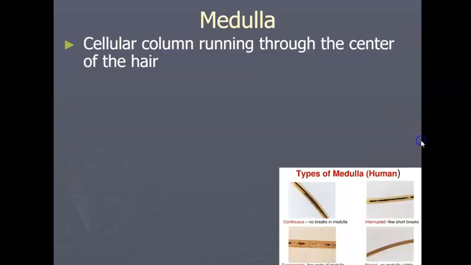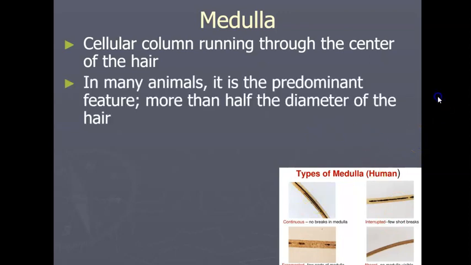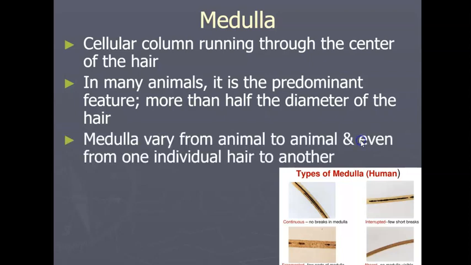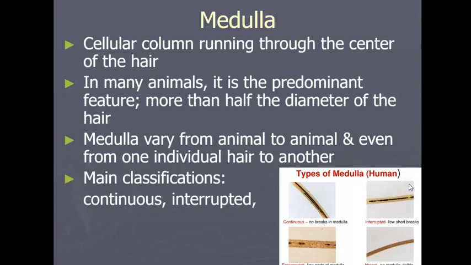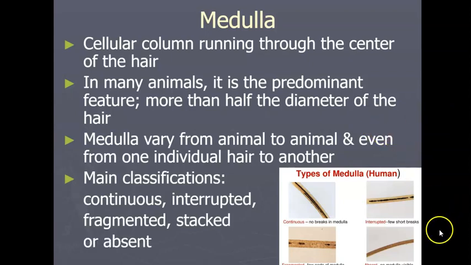So the medulla is this cellular column in the middle. It's in the very center. In animals, and quite a few of them, it's the predominant feature, meaning sometimes you might only see the medulla. You might not even see the cortex, or it's definitely more than half the diameter. It varies from animal to animal and even from one individual hair to another. So you could have 2 hairs from the same animal or from the same person that could have different medullas. And their main classifications are continuous, interrupted, fragmented, stacked, or absent, meaning they don't exist at all.